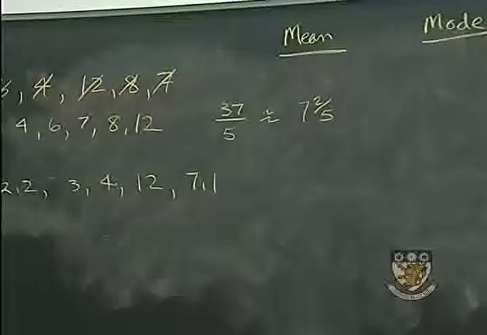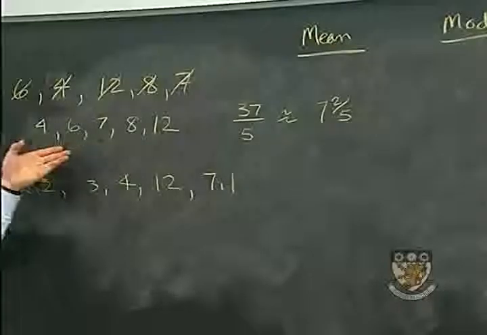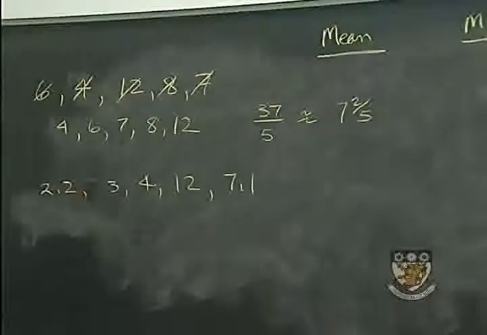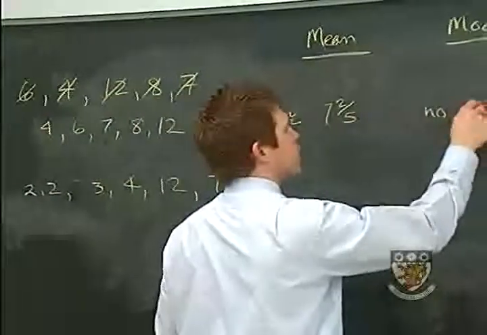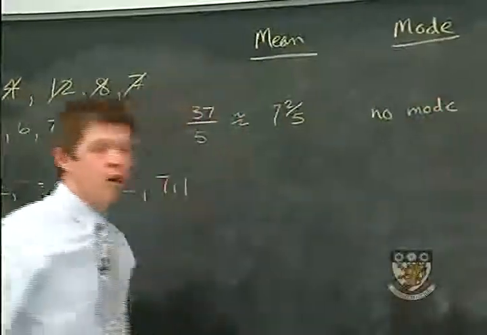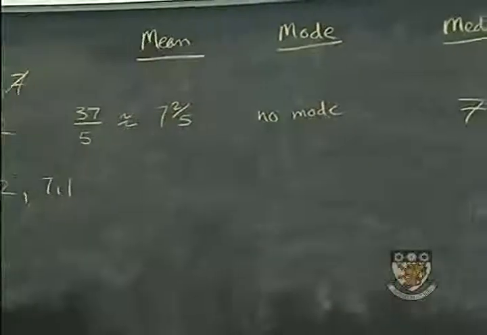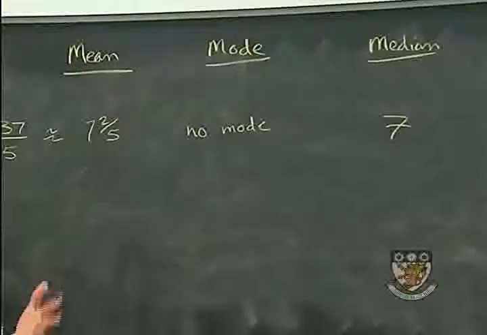Next we look for our mode. Now mode is the answer that appears the most frequently. I told you earlier that sometimes you have no mode because all the numbers appear one time. You also can have multiple modes. If you have a list where a couple of numbers appear 3 times or twice, you can have a couple modes.